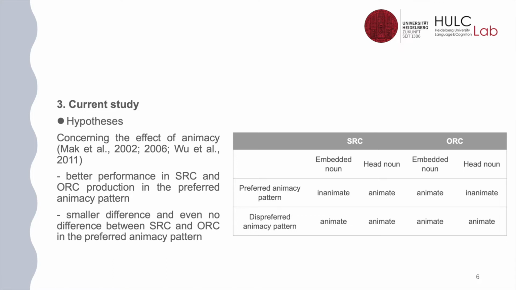In two corpus studies, each on Chinese and German, it was observed that in Chinese and German, SRCs appear most frequently with an animate head noun and an inanimate embedded noun, while ORCs most frequently possess an inanimate head noun and an animate embedded noun. Both SRCs and ORCs formed with both animate nouns are dispreferred because of the semantic interference. Based on this observation, the preferred and dispreferred animacy configuration is summarized as shown in the following table. The studies investigating the influence of animacy on RC processing have indicated a shorter reading time of SRC and ORC in the preferred compared to the dispreferred animacy pattern. Moreover, the difference in reading time between SRC and ORC can no longer be found in the preferred animacy pattern.